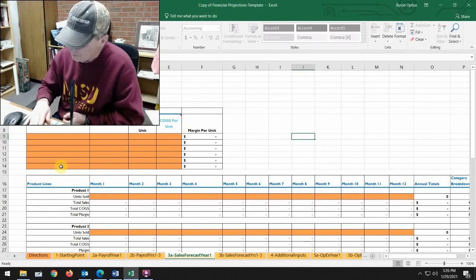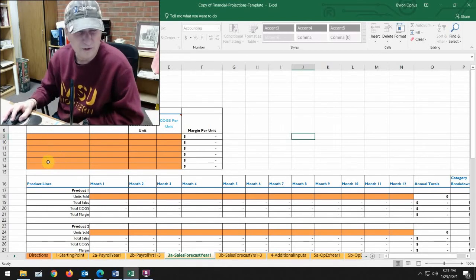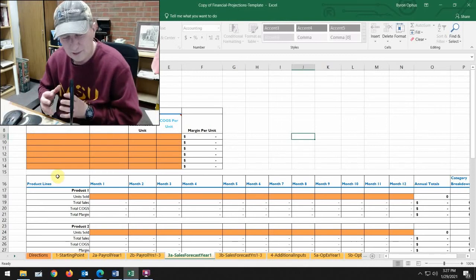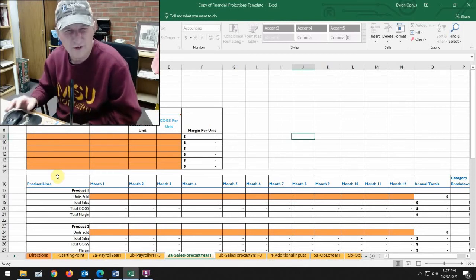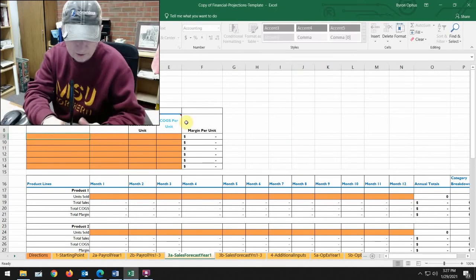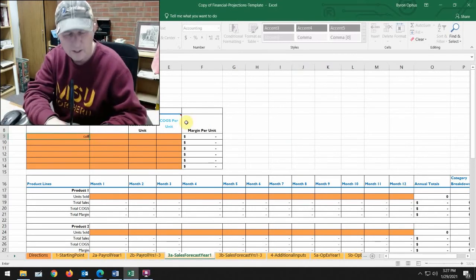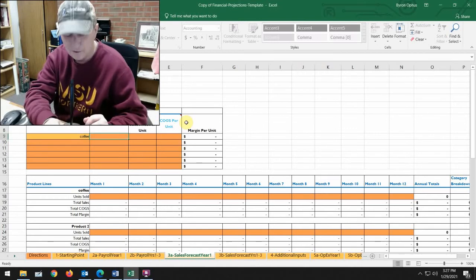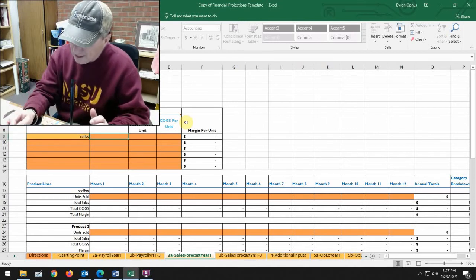So again, if you had a hardware store, hardware stores have a gazillion different items, and what we might have to do is try to combine those into categories, right? But generally speaking, let's say we were doing a coffee shop just for the heck of it. I don't know if anybody's doing a coffee shop. I don't think there was.